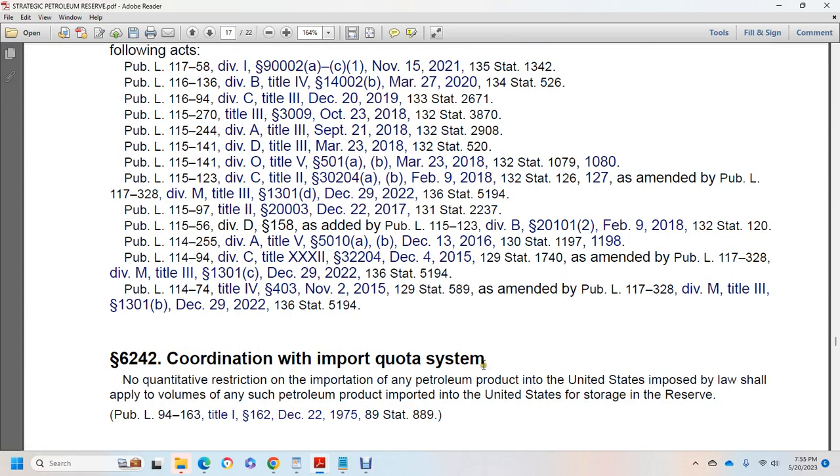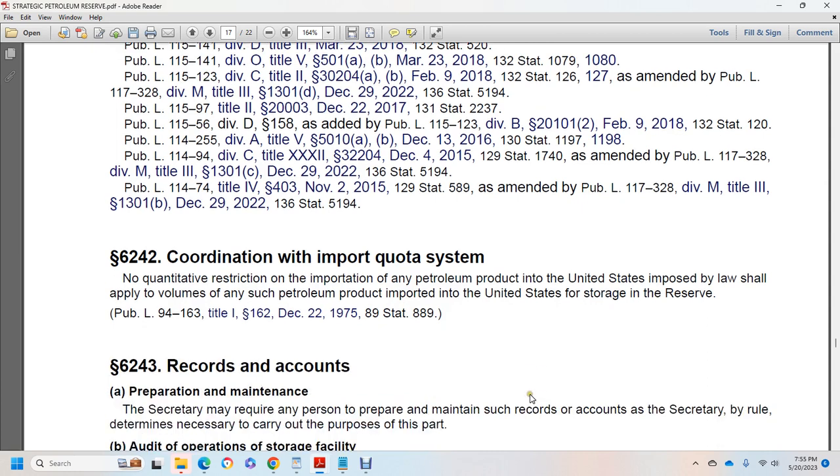Section 6242, Coordination of import quota system. Any non-quantitative restriction on the importation of any petroleum product into the United States imposed by law shall apply with respect to the volumes of any petroleum product imported into the United States in storage or preserve.